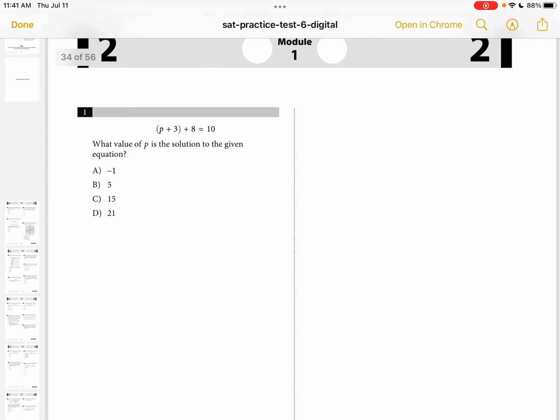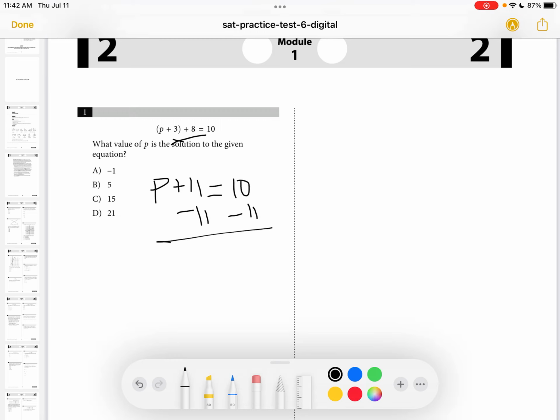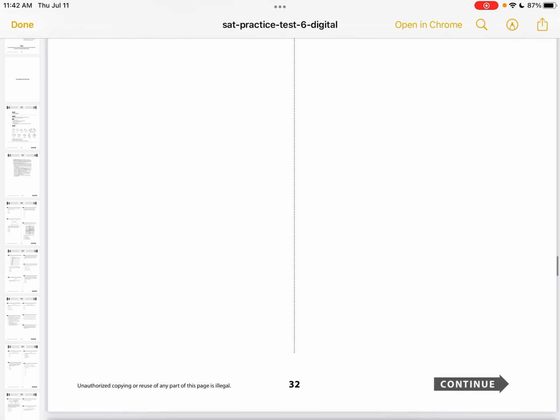Alright, question number 1. We have a very easy linear equation. What value of p is the solution to the given equation? So we'll combine all the constant terms. 3 plus 8 is 11, so p plus 11 is 10. Just subtract 11, and we get p is equal to negative 1.